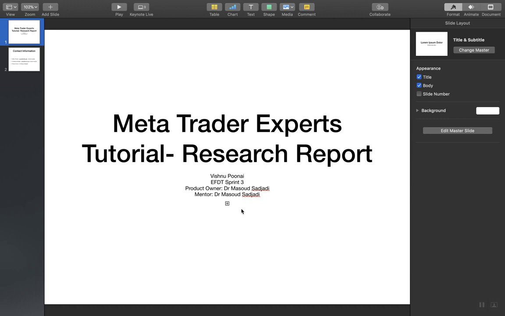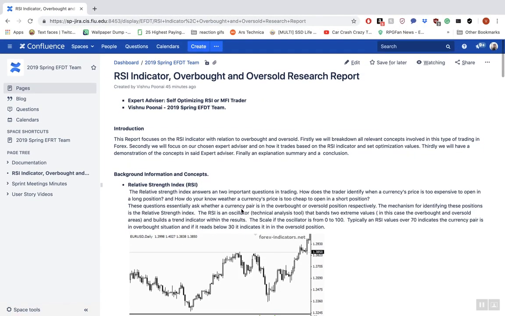Today we'll be looking at a research report on the RSI indicator and its relation to the overbought and oversold products or currency trades. Let's look at a quick introduction on how this report will be broken down in this video. So first, we're going to be looking at the RSI indicator, what it is, and its relation to, once again, the overbought and oversold types of trades. And we're going to look at the relevant concepts related to this so we can have a general understanding of what this does at a foundational level.